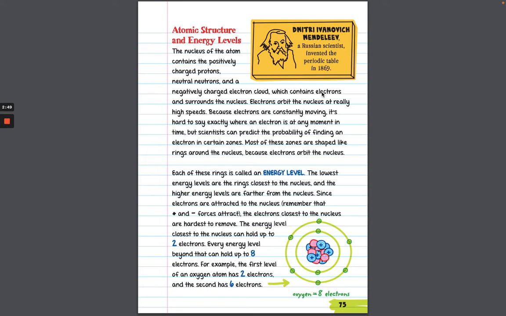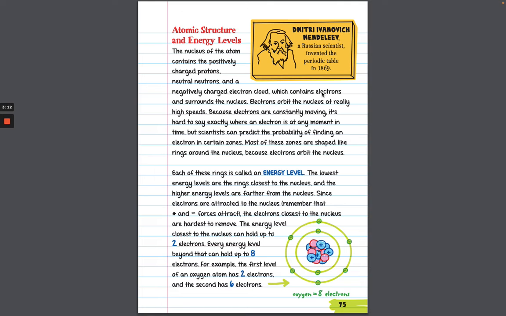Most of these zones are shaped like rings around the nucleus because the electrons orbit the nucleus. Each of these rings is called an energy level. The lowest energy levels are the rings closest to the nucleus, and the higher energy levels are farther from the nucleus. Since electrons are attracted to the nucleus, remember that positive and negative forces attract. The electrons closest to the nucleus are hardest to remove.